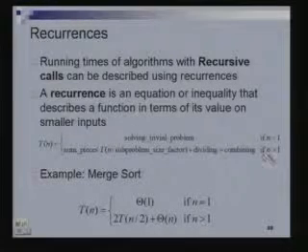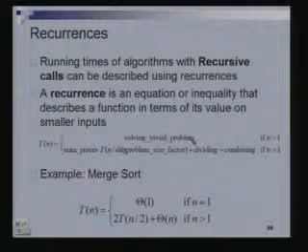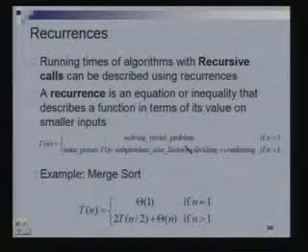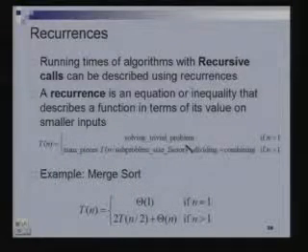And of course, this is when n is more. If n equals 1, then it's basically a trivial problem, and whatever is the time required to solve the trivial problem would be the base case for this recurrence, or the initial condition for this.